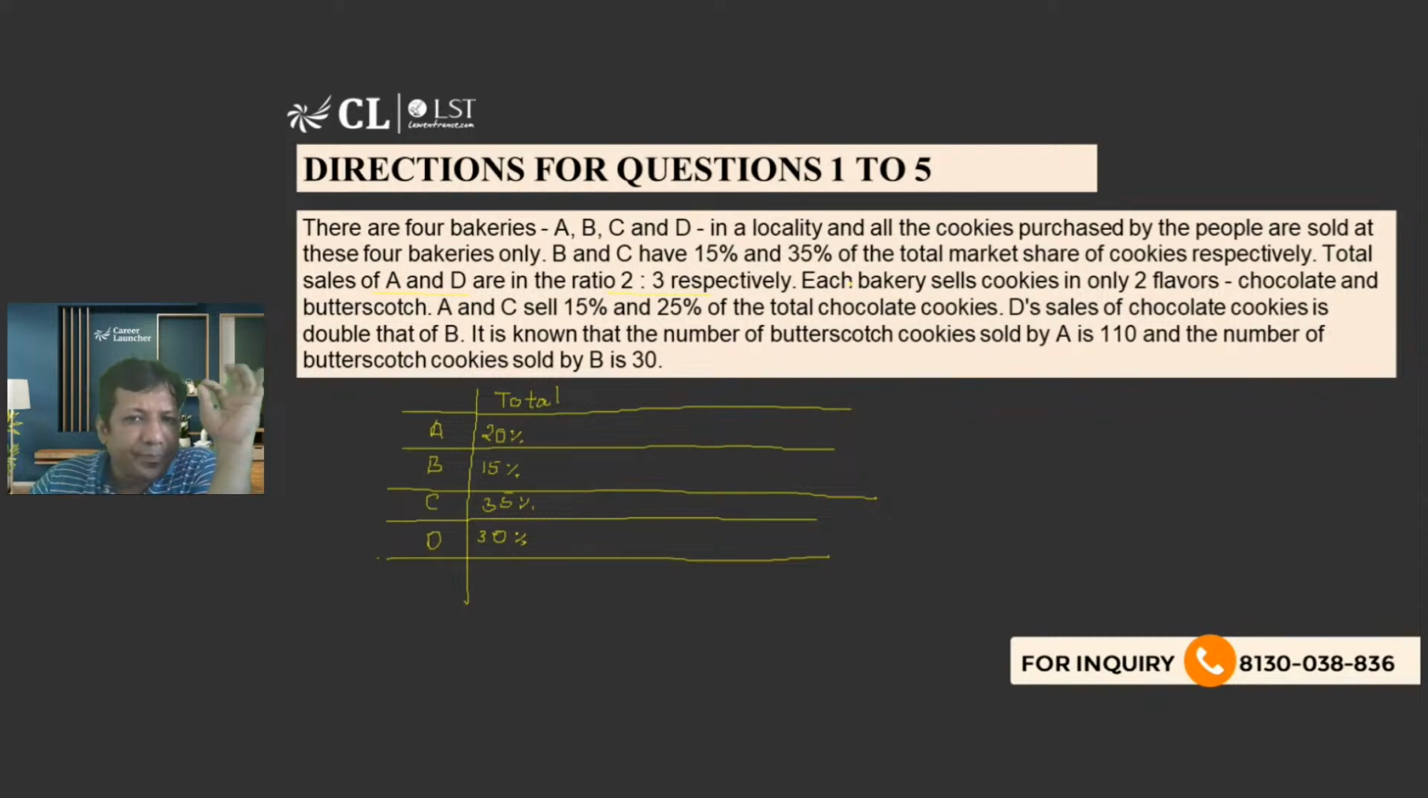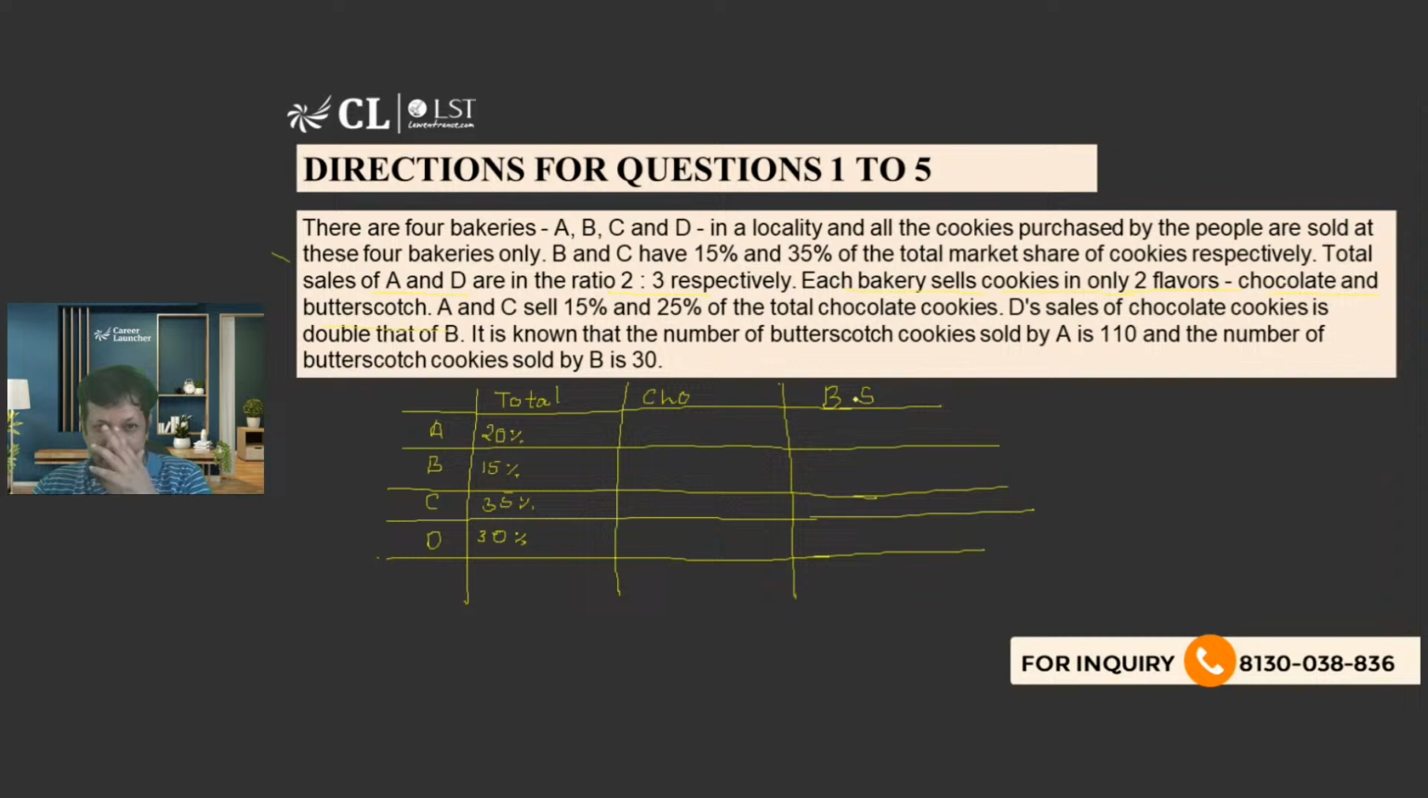Now it says after that, each bakery sells cookies in any 2 flavors, chocolate and butterscotch. So we got 2 types of cookies. One is going to be chocolate and the next one is going to be butterscotch.